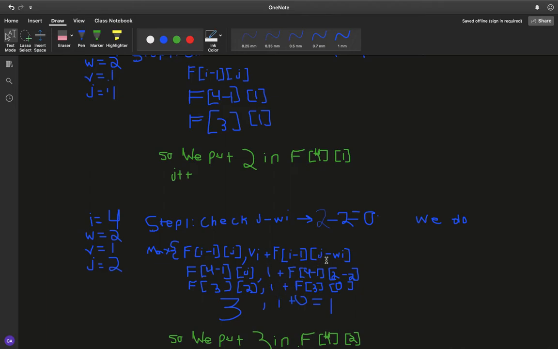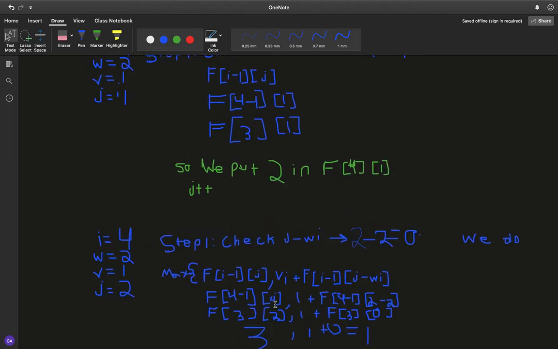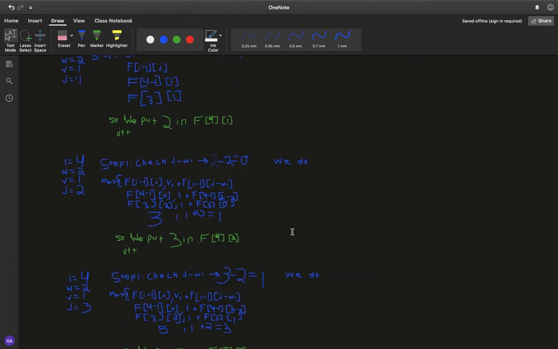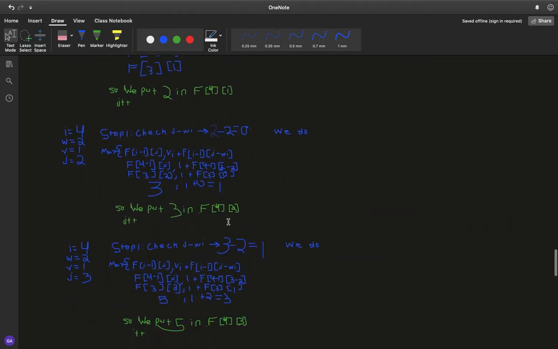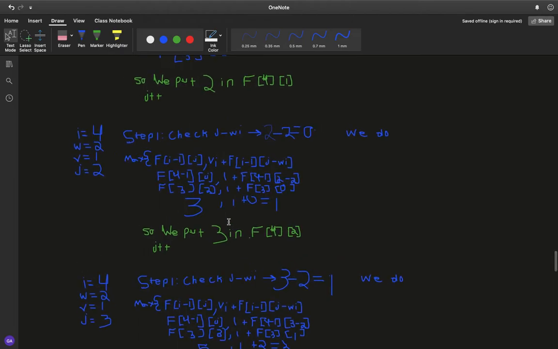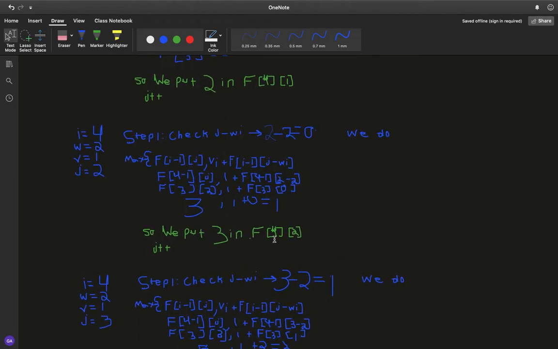Right here is the equation we did up there. 2 minus 2, j minus the weight, which is 0. So we check f sub 3 of 2, which ends up being 3, and f sub 3 of 0, which is 0. So we do 1 plus 0 is 1. 3 is greater than 1. So there you go, we put 3 in f sub 4 of 2.